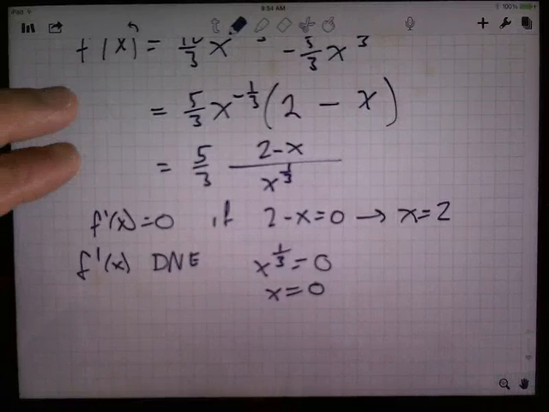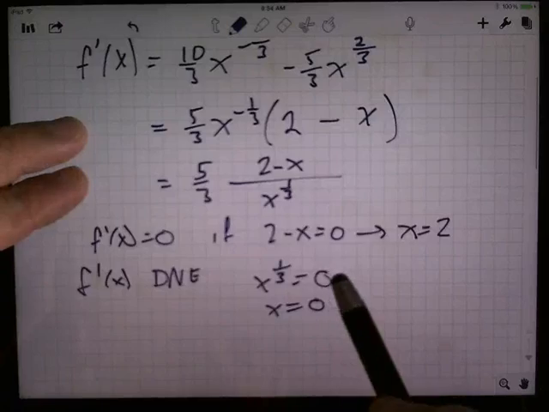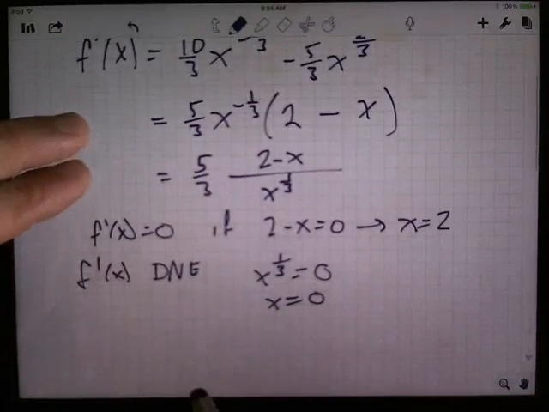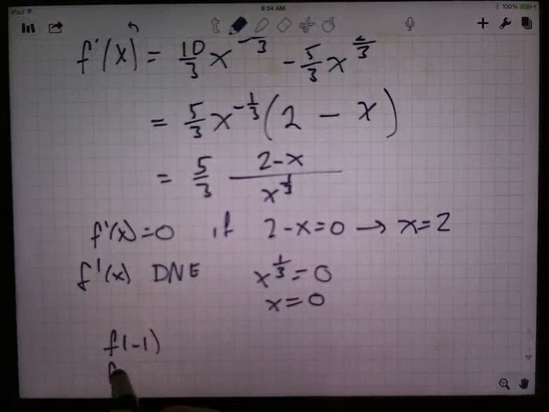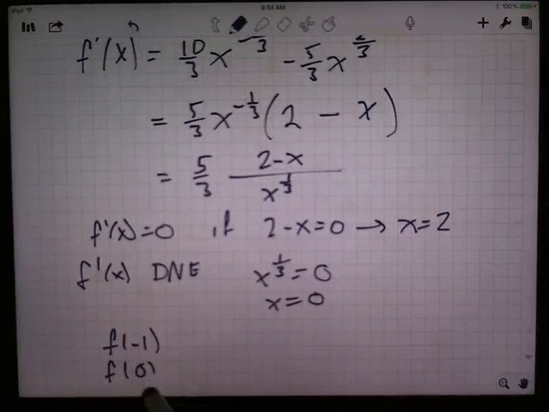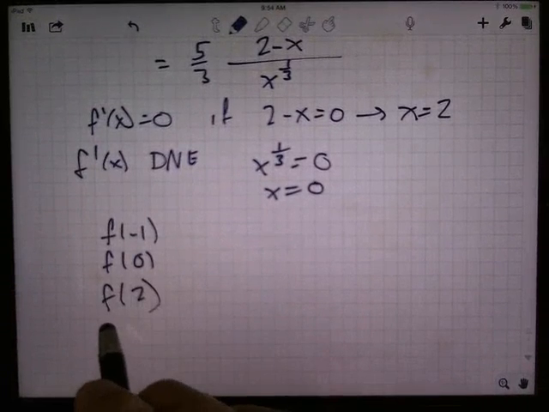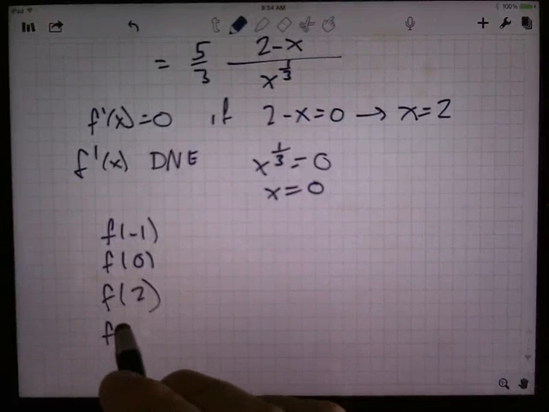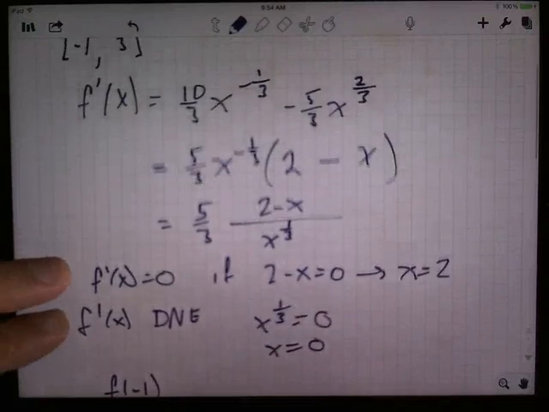So where are we now? I have two critical points and two endpoints, right? So I want to look at what is f of -1, what is f of 0, what is f of 2, and what is f of the other endpoint. What's the other endpoint? 3.